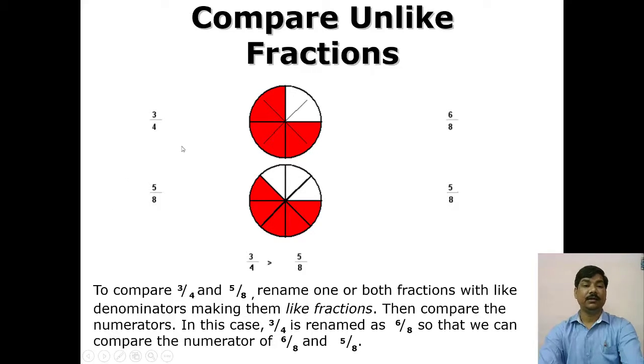It means 3/4 is equivalent to 6/8, and here 5/8 will be 5/8. Why? Because in this way these two fractions now have the same denominator, so they are converted into equivalent fractions, and these equivalent fractions are like fractions.